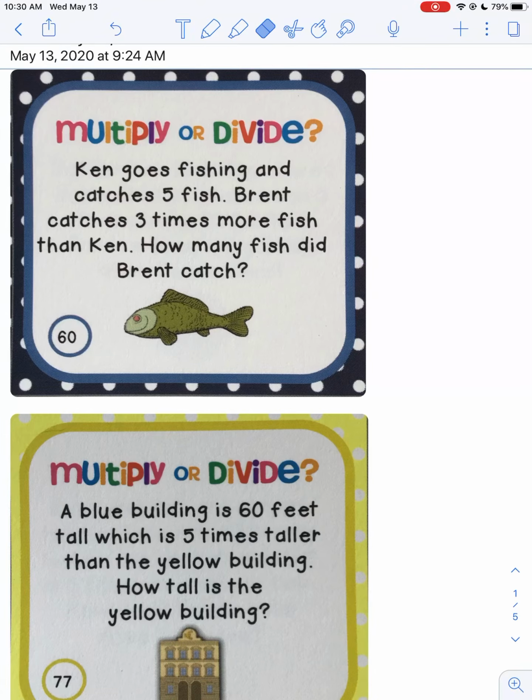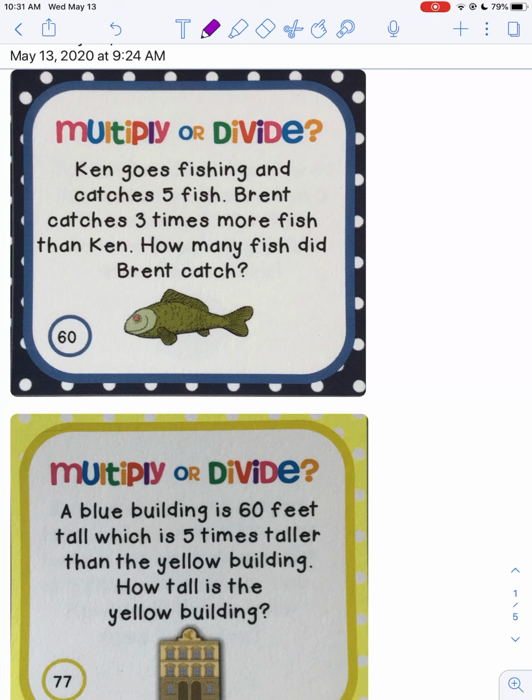Good morning. We are going to review multiplication and division word problems today, and we're just going to talk about them and decide, do we multiply or divide, and go ahead and solve for the answer. So let's look at this first one. Multiply or divide. Ken goes fishing and catches 5 fish. Brent catches 3 times more fish than Ken. How many fish did Brent catch?